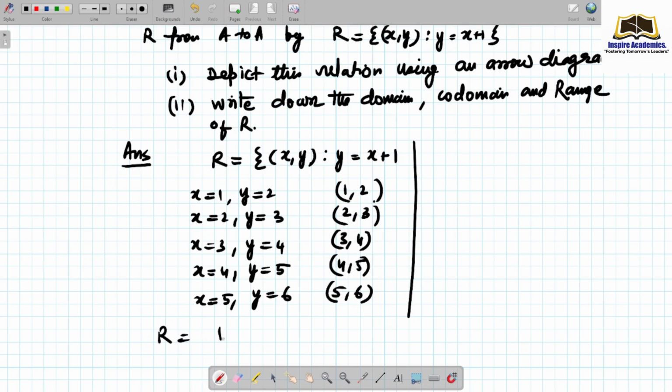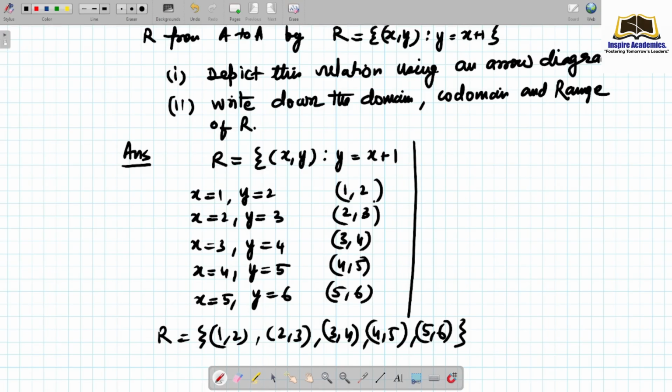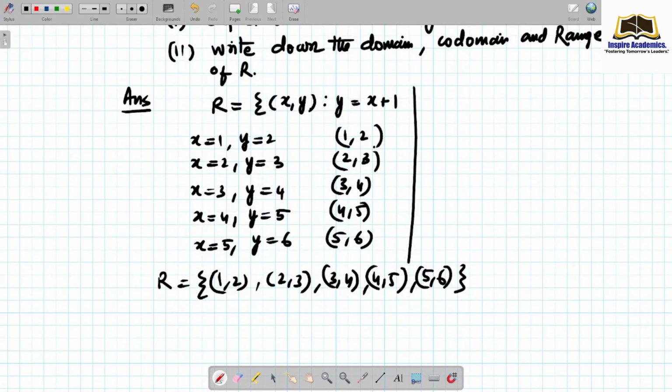R is 1 comma 2, 2 comma 3, 3 comma 4, 4 comma 5, 5 comma 6. That's it. This is my relation. I can't go any further because my A maximum is 6. So either it is x or y, it cannot go beyond 6. Now this is my relation clearly defined.